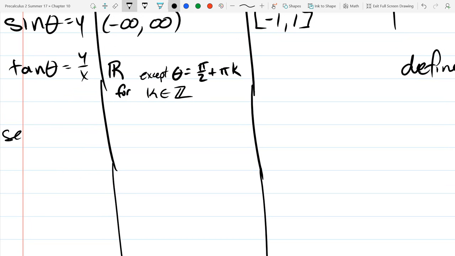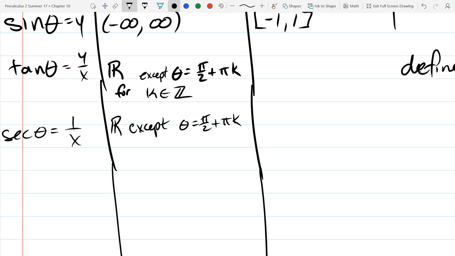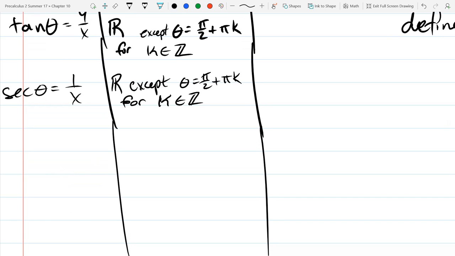So we got secant, 1 over x. This is convenient because we had to worry about dividing by x before, and we're still worried about dividing by x. And x is 0 exactly when it was 0 before. So our domain is real numbers, except the same exact pi over 2 plus pi k for any integer k. That's the tangent and secant domain, and we'll do the range later when we do graphing. It's going to be too tricky to try to write out the range now.